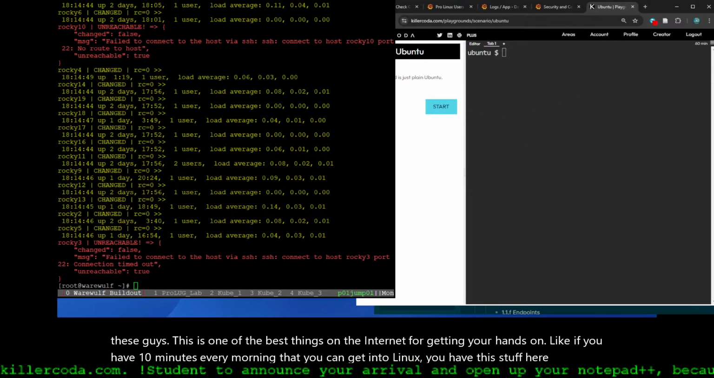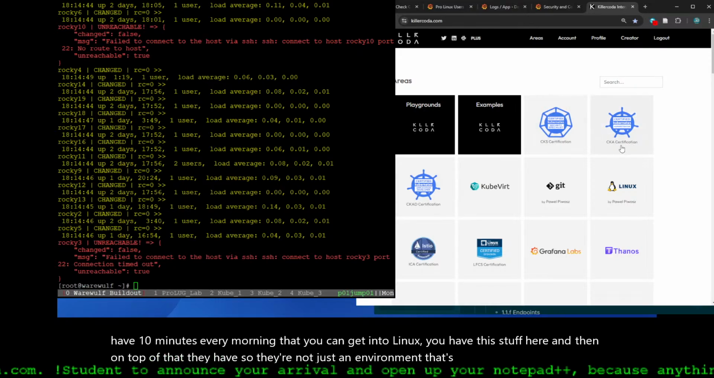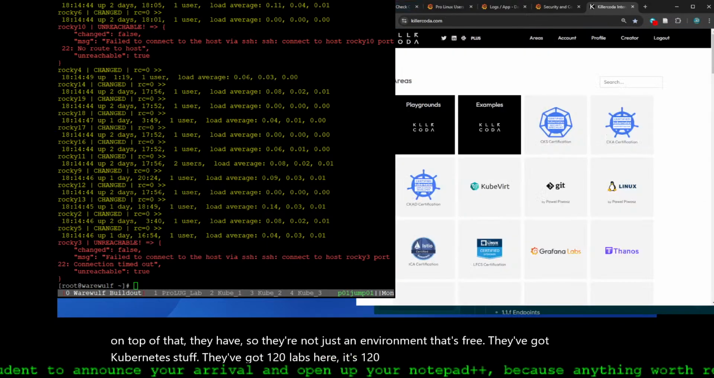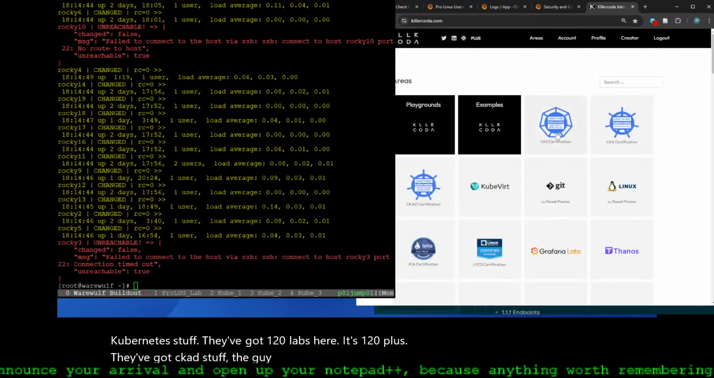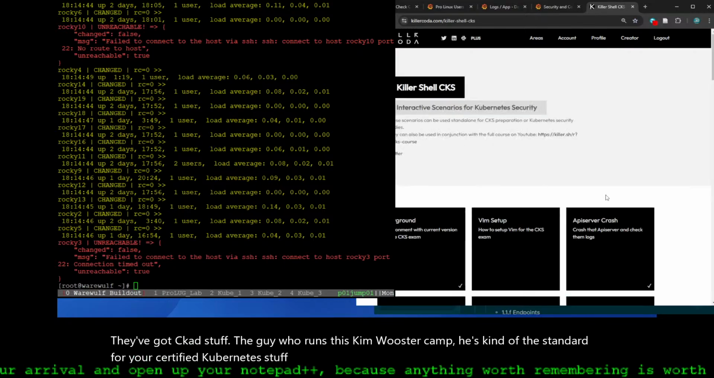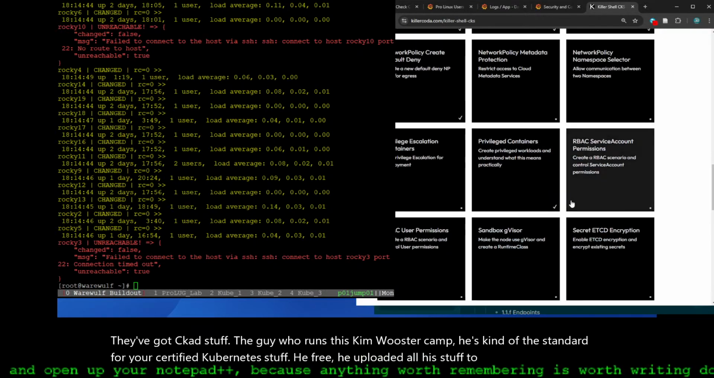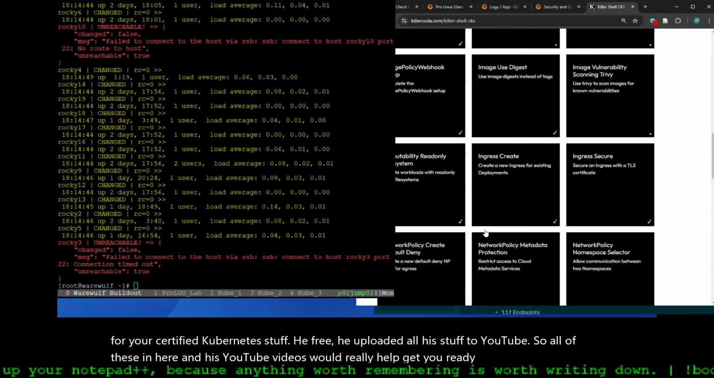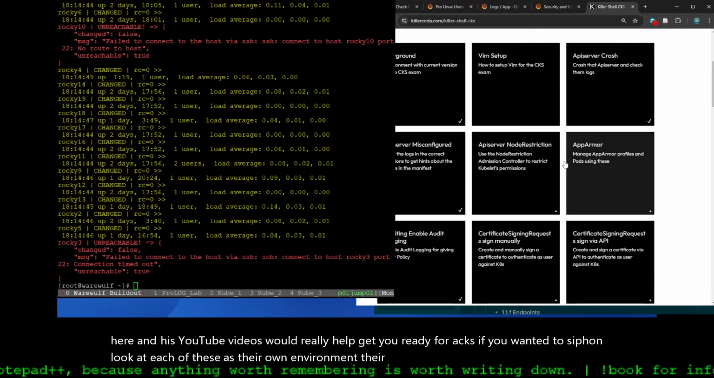And on top of that, they're not just a free environment. They've got Kubernetes stuff. They've got 120 plus labs here. They've got CKAD stuff. The guy who runs this, Kim Wuestkamp, is kind of the standard for your certified Kubernetes stuff. He uploaded all his stuff to YouTube, so all of these in here and his YouTube videos would really help get you ready for a CKS if you wanted to study for that. Look at it, each of these is its own environment, its own little lab, right?